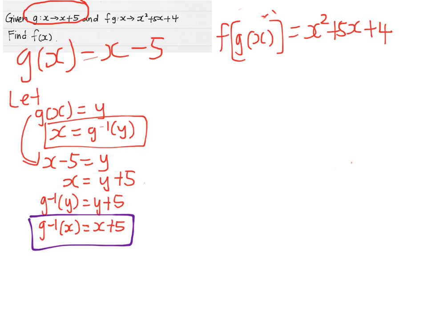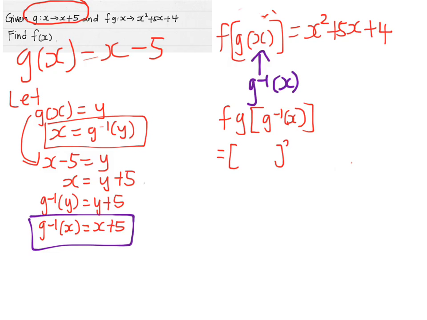Okay, then now what is the step? We have to substitute the g inverse x into the x over here. So what it will look like is like this. So this one, fgx will become f of g inverse x. If I substitute the g inverse x into the fgx, all this one will become x squared plus 5x plus 4.